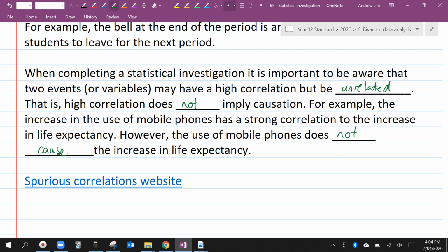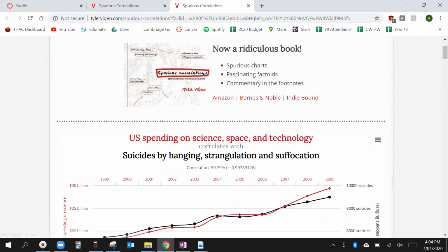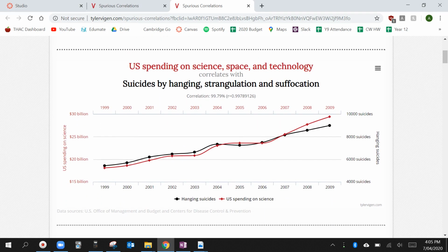So here I've got a link, Spurious Correlations website. It will be in the description below. You can click on that, and it will open this up. And so here we can see that US spending on science, space, and technology correlates with suicides by hanging, strangulation, and suffocation. There's a 99.79% correlation according to this. Pearson's correlation coefficient is 0.9979 to 4dp.